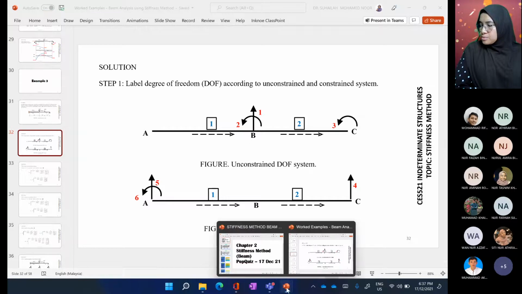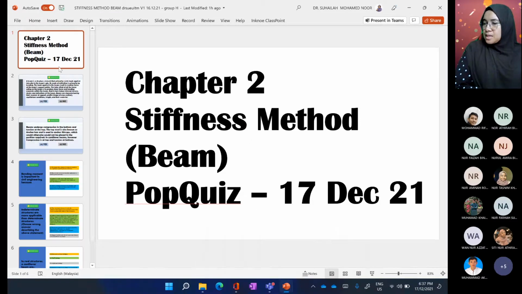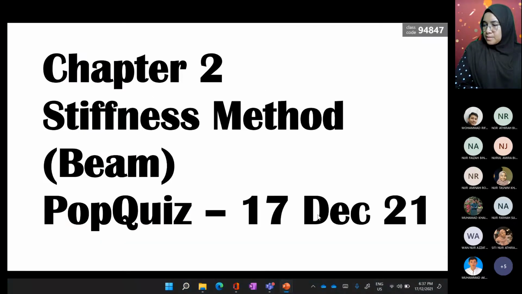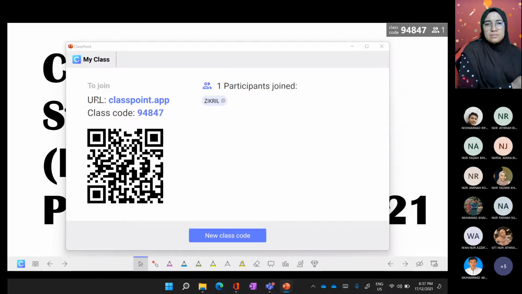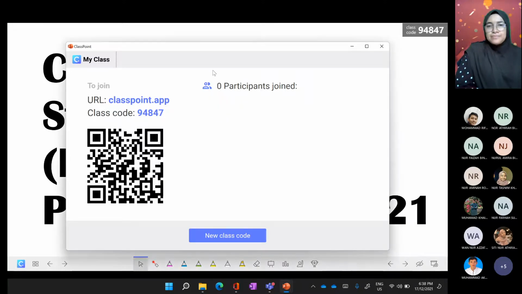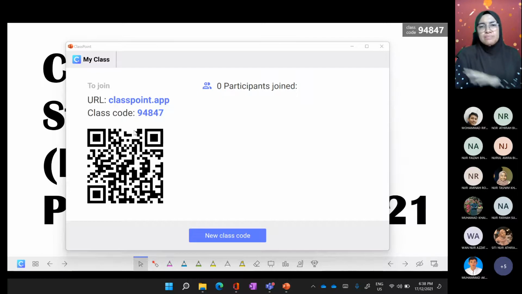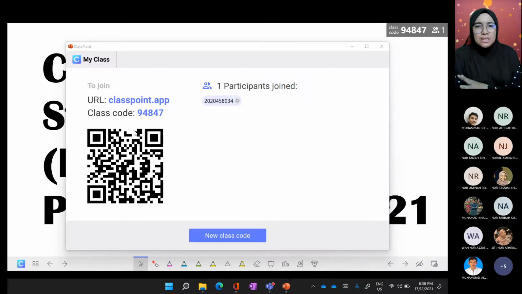So kita nak move to, okay, yang ini. So move to this. Okay, this is the code, this is the QR code. Okay, boleh scan. Okay, I want you to put your matrix number. Bukan nama, matrix number. Okay, please put your matrix number, because saya akan tick your attendance based on your participation on this quiz. Okay, please put your matrix number, bukannya nama.